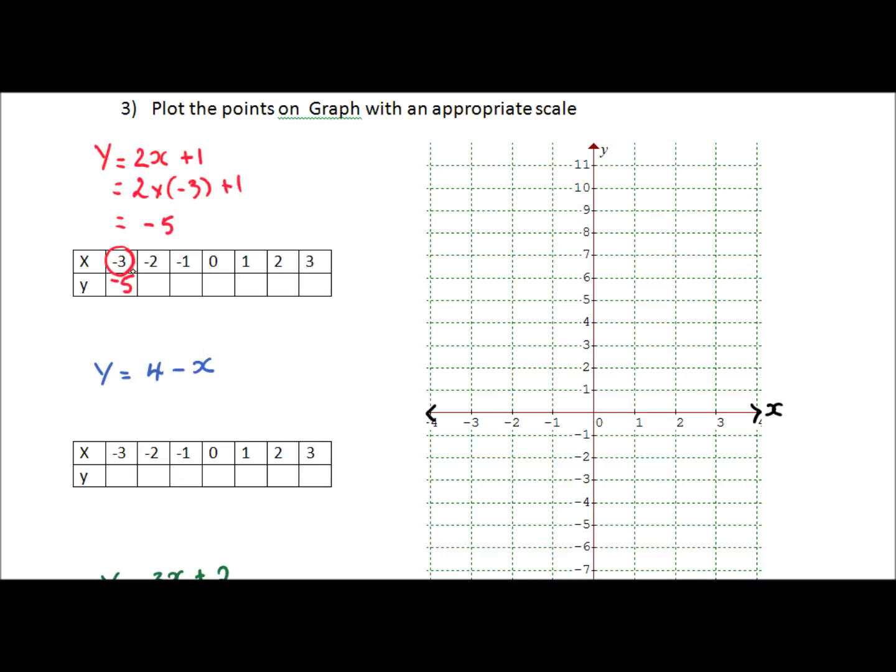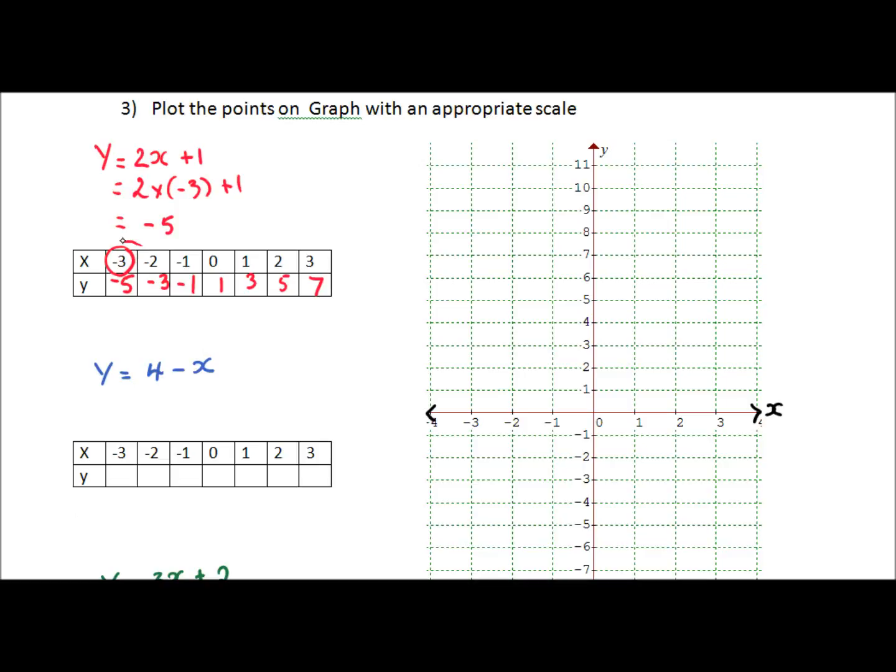So that's my y value. I do the same with -2. 2 lots of -2 are -4, plus 1, -3. 2 lots of -1, plus 1, -1, and then it will go on 1, 3, 5, and 7. So now I've completed my table of values. What I need to do now is take that table of values and place it onto the graph.